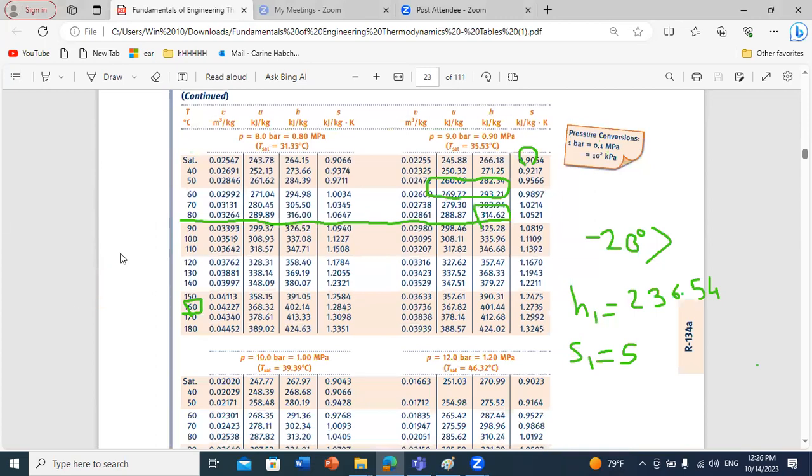Okay, and in this case, for any temperature, we can check for H. But if they give you the temperature, this means that it's not an ideal process. It's not isentropic. So if it is not isentropic, they should give you enough information to be able to calculate your state. So they will give you the temperature.